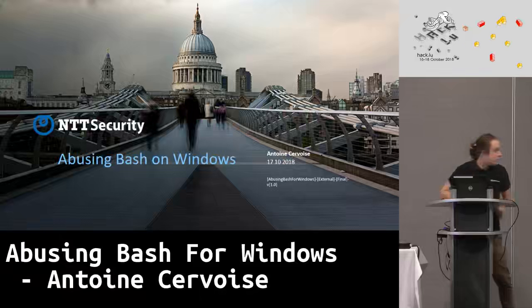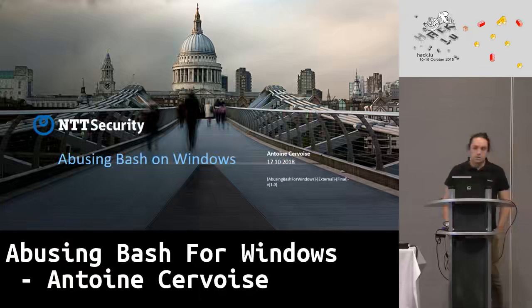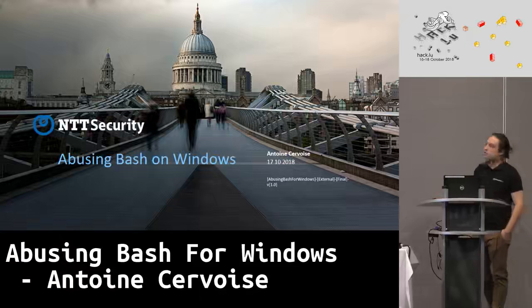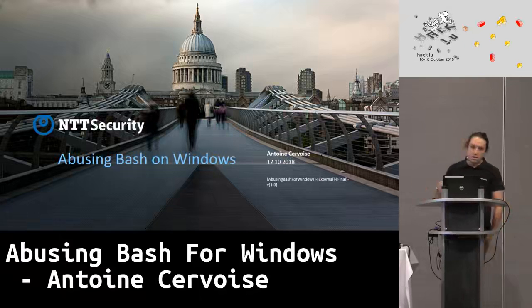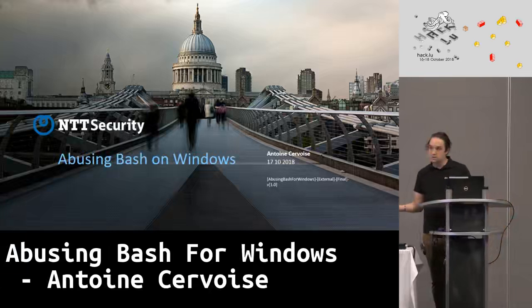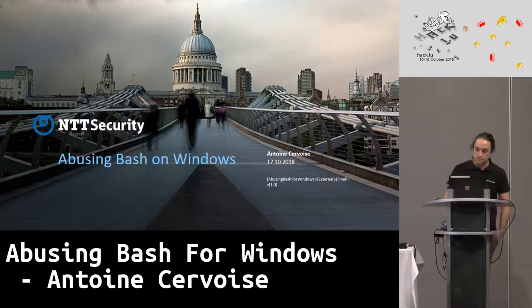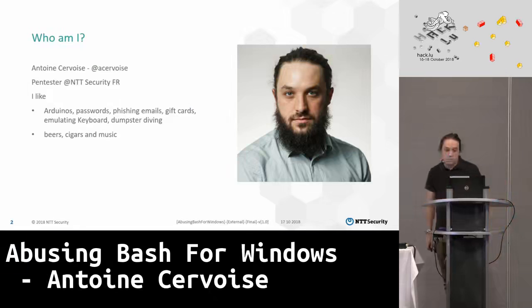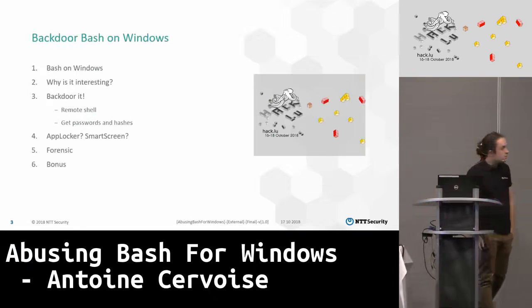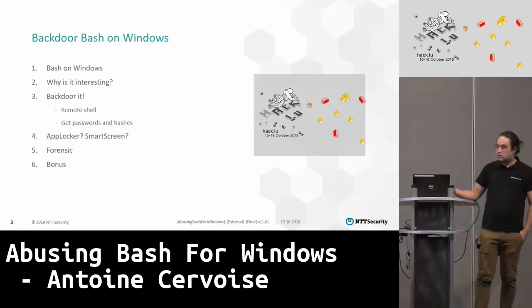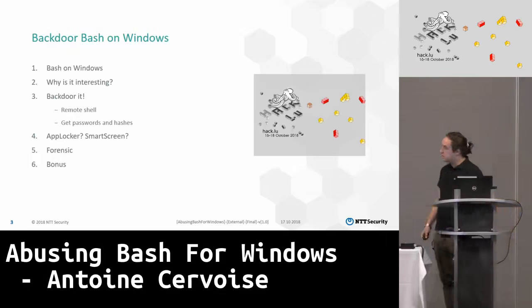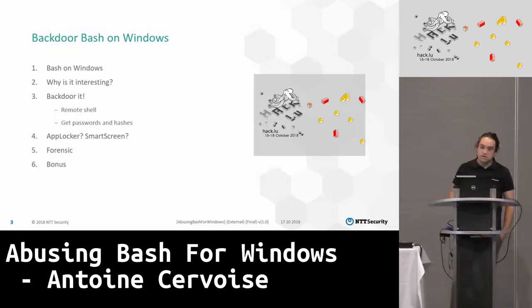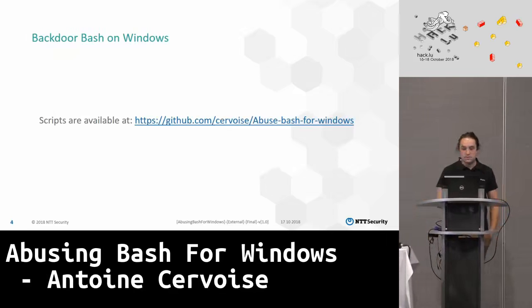Hi everyone. I will talk about abusing Bash on Windows. The idea of the presentation is you've got some code execution on a Windows box. There is some Bash on it, like Cygwin or WSL, and what can you do with that in order to do some post-exploitation. I'm a pen tester at Entity Security France, and I will talk about Bash on Windows. The fact is interesting for an attacker, how to backdoor it, and some other stuff about AppLocker and forensics.